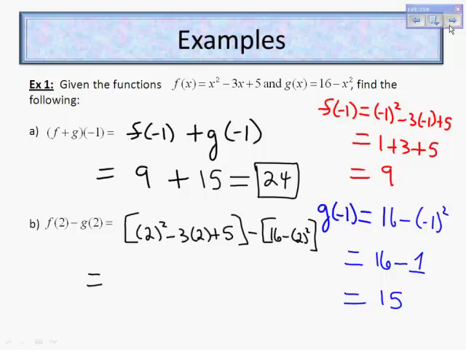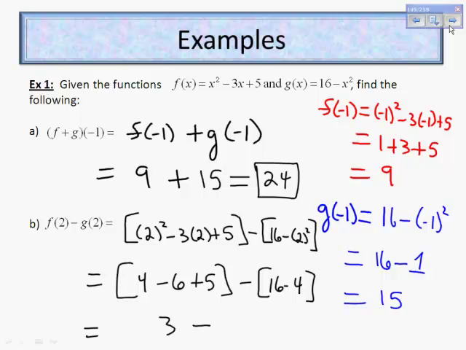All right, so f of 2 minus g of 2. If I come in here, 2 squared is going to give me 4. Negative 3 times 2 gives me negative 6. So 4 minus 6, and then plus 5. There's f of 2. Minus, then g of 2 would be 16 minus 2 squared, which would give me 4. So 16 minus 4. So f of 2, 2 squared minus 3 times 2 plus 5 would be 4 minus 6, which is negative 2. Plus 5 would give me 3. So this is 3 minus, and then 16 minus 4 I can simplify. 16 minus 4 is 12. And then 3 minus 12, you all know to be negative 9. So f of 2 minus g of 2 is negative 9.